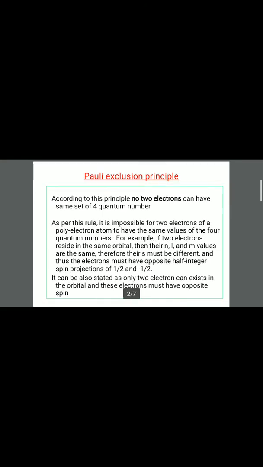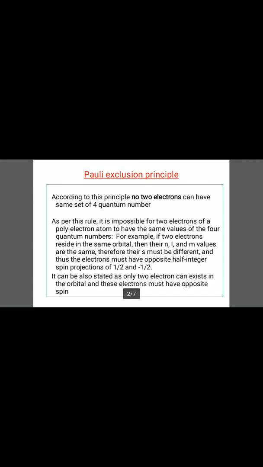Now, Pauli's exclusion principle. According to this principle, no two electrons can have the same set of four quantum numbers. As per this rule, it is impossible for two electrons of a polyelectron atom to have the same value of all four quantum numbers. For example, if you have a pair of electrons in the s subshell, it means 1s2.